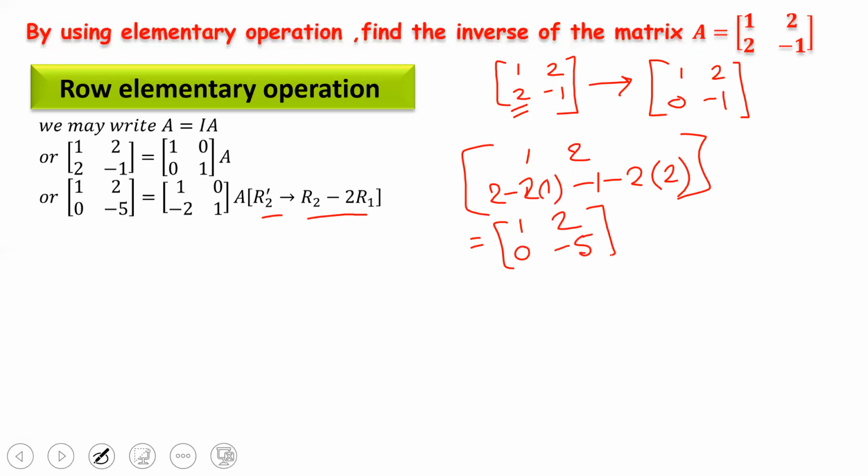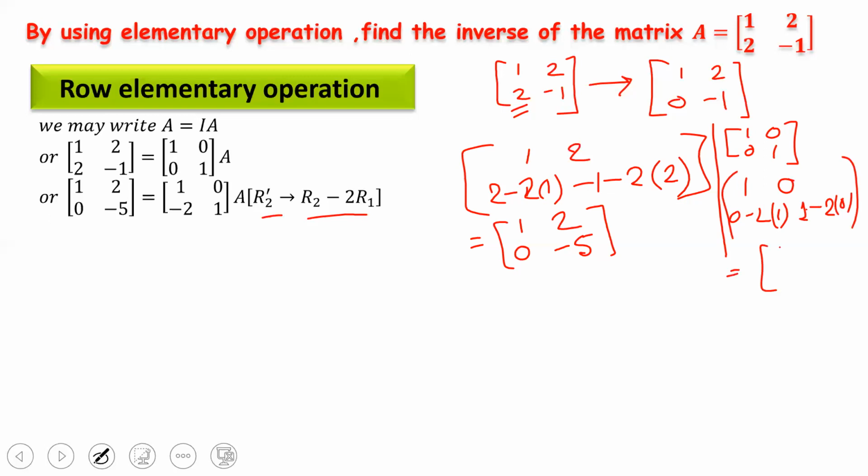Okay, and the same operation we have to apply on this identity matrix. That is, the first row will remain unchanged and the second row, that is row 2 minus 2 into row 1, and that will come 1 0 minus 2 1. Here it is. Just first understand how to apply the process or this operation.